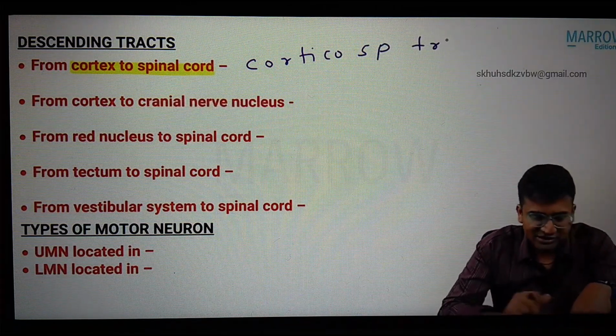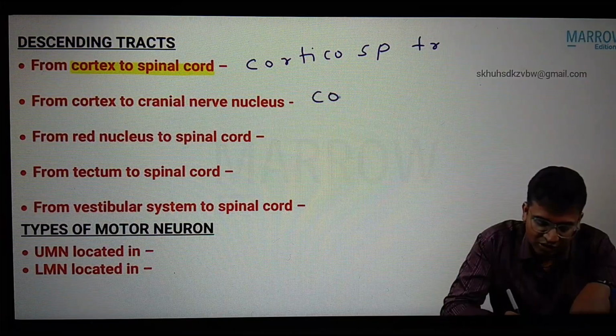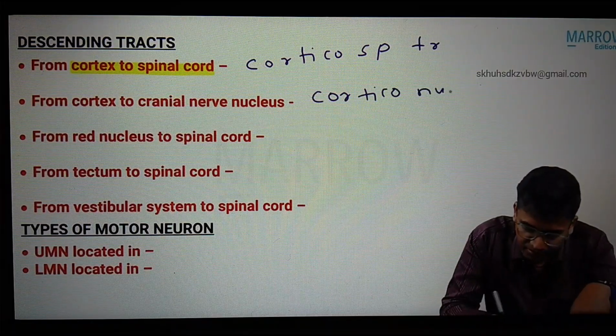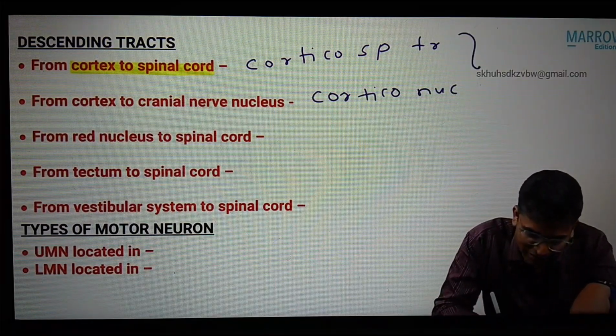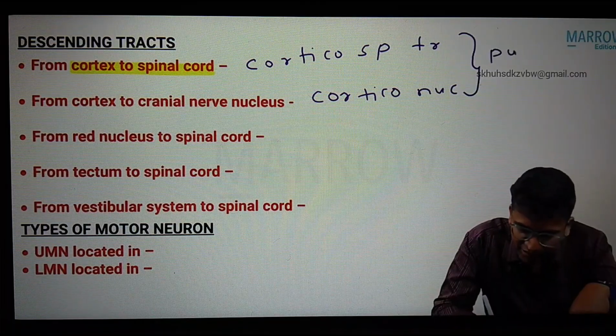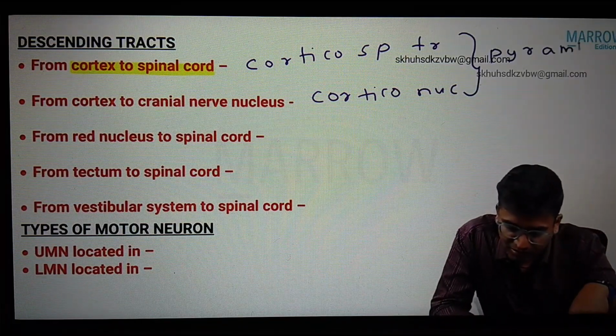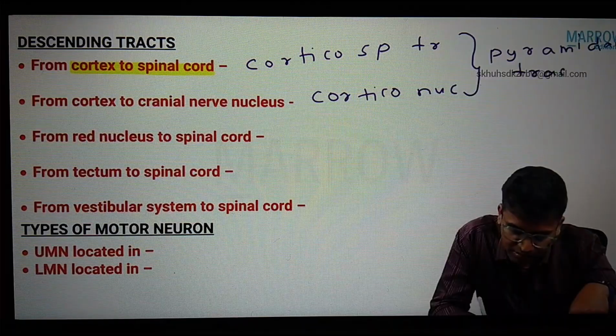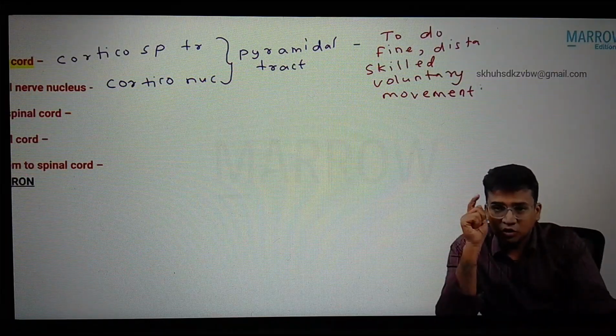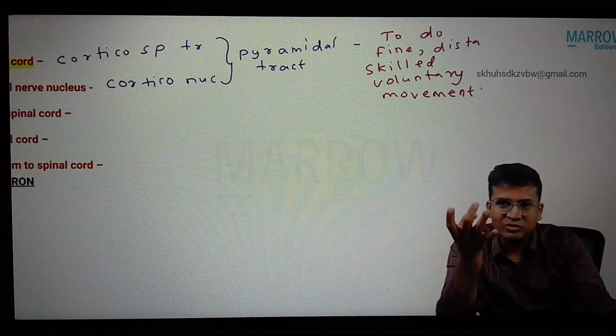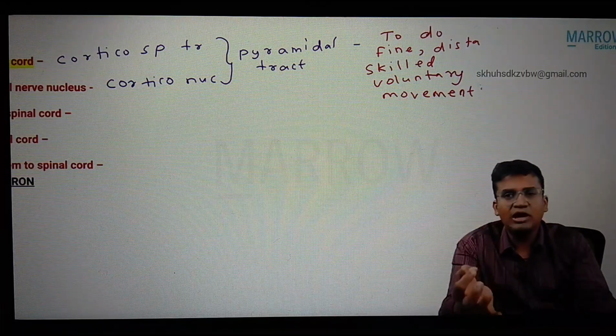Now from the cortex to the cranial nerve nucleus, that is the cortico-nuclear tract. Now the corticospinal tract and the cortico-nuclear tract together are called the pyramidal tract. So what is the function of the pyramidal tract? To do fine movement, distal movement, skilled movement, and voluntary movement.